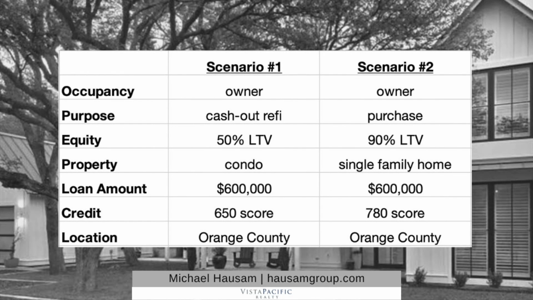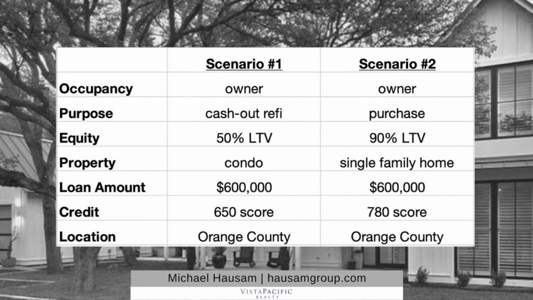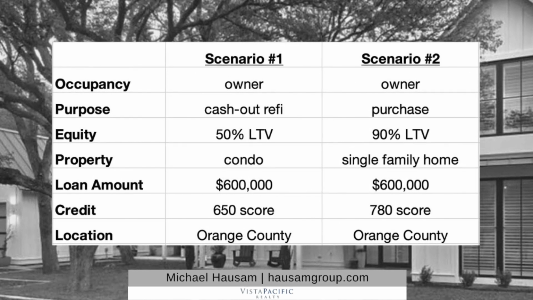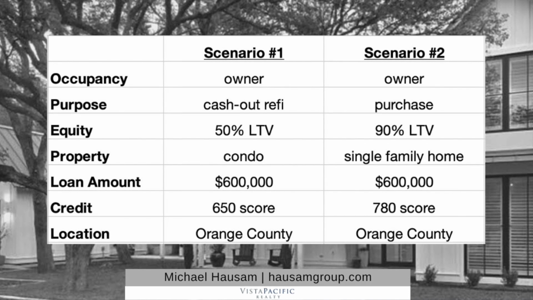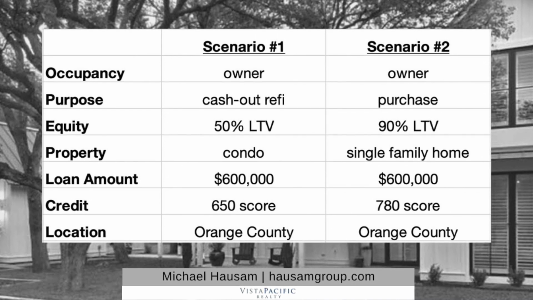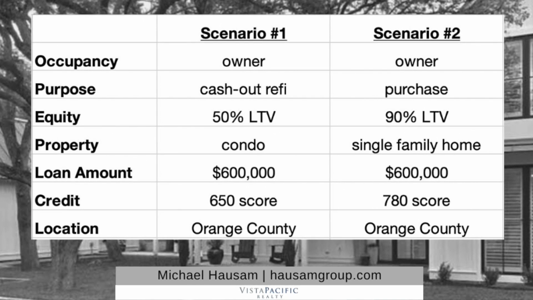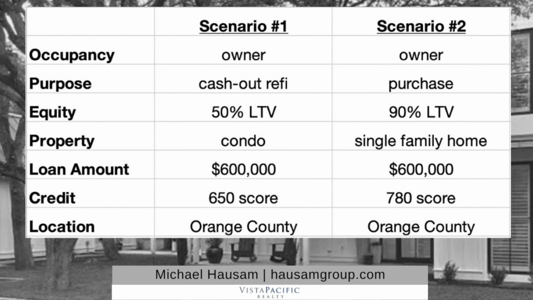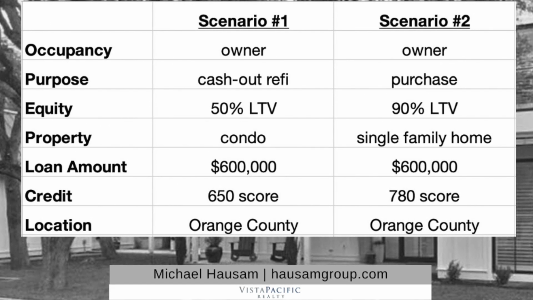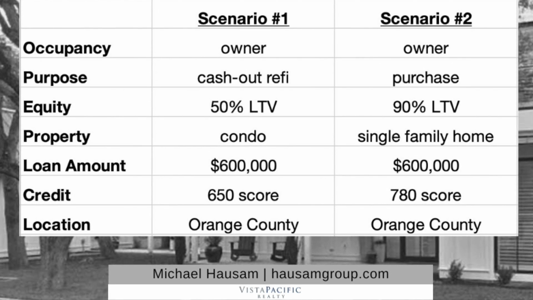Let's do a comparison and take a look at 2 exact same loan amounts that yield substantially different interest rates because of some of those criteria. First, here are the scenarios. Number 1 is an owner-occupied cash-out refinance with a 50% loan to value on a condo with borrowers with a 650 middle credit score. Number 2 is an owner-occupied purchase of a single-family residence at 90% LTV, a 10% down payment, with a 780 credit score.